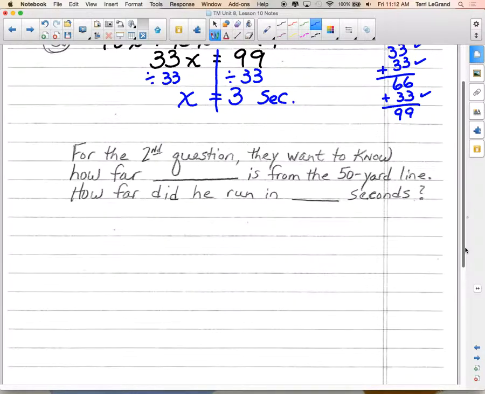Okay, what do they want to know in the second question? How far who is? Addison? Okay, from the 50-yard line. Is that where they started? Yeah. So how far Addison is from the 50-yard line. So we're going to figure out how far he can run in how many seconds? 3 seconds. So Addison, remember, he's running how fast? 18 feet per second. That's the 18 times x multiplication.